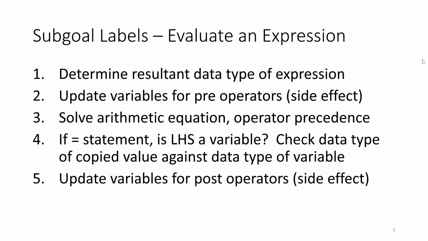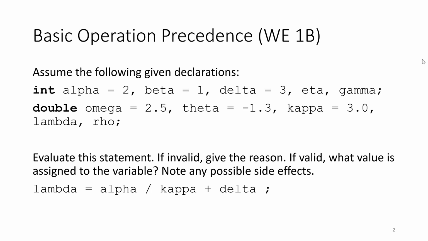This is the next example of using subgoal labels to evaluate an expression in the Java programming language. Let's look at the problem statement. Assuming that we have the following declarations, evaluate this statement. If it is invalid, give the reason. If it is valid, what is the value assigned to the variable? And note any possible side effects.